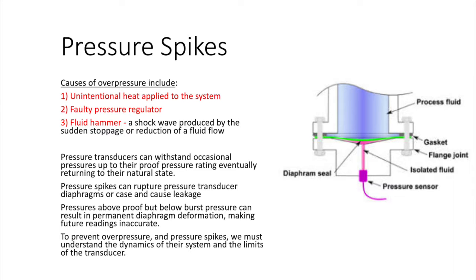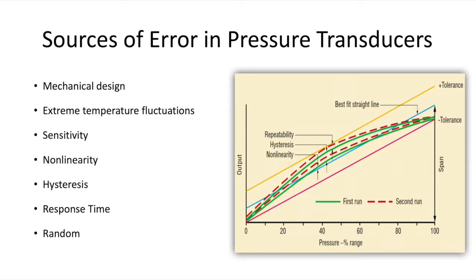Sources of error in pressure transducers. Mechanical design. Extreme temperature fluctuations may change the transducer's output signal even though the pressure remains constant. Sensitivity errors. In some sensors, the sensitivity is defined as the input parameter change required to produce a standardized output change. This can cause error in measurement if the input is not within the sensitivity range of the transducer, by loss of data.